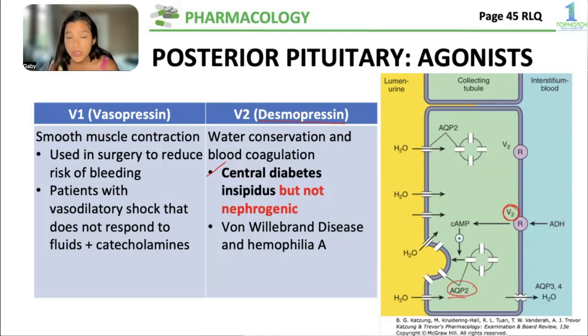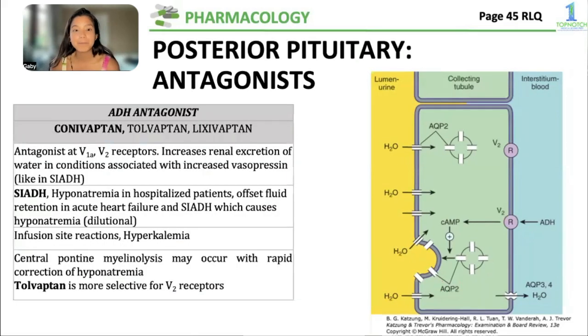They are also used in von Willebrand disease and hemophilia A because they also promote the release of factor VIII. So why will it help in von Willebrand disease if ang kulang sa von Willebrand disease ay von Willebrand factor? Remember that factor VIII helps to stabilize your von Willebrand factor. Therefore, it is helpful in both hemophilia A, which is a deficiency in factor VIII, A for 8, and it is also helpful in VWD.